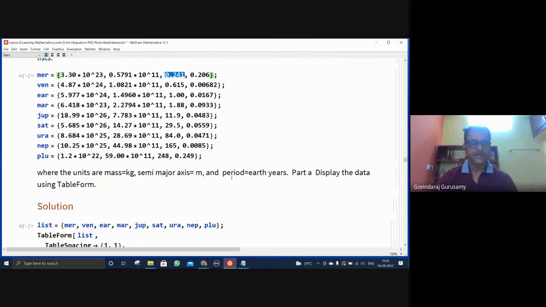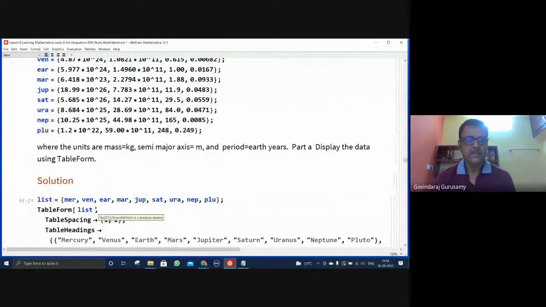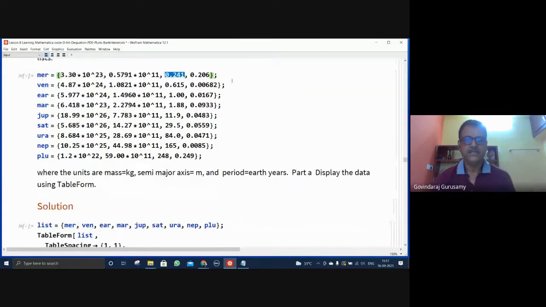What is that supposed to be done? Where the units are kilogram, semi-major axis, meters, period in Earth years. Okay, part A, display the data using the table form first. Display the data in the table form. So you have to enter all the data now. Then define it for each planet. The list is containing these parameters.